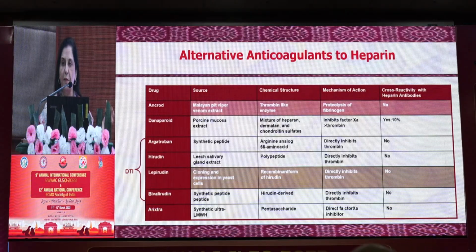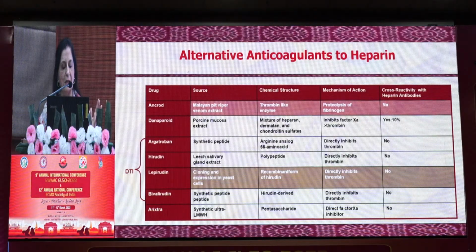At the same time, danaparoid, which is a synthetic analog and a mixture of heparan, dermatan, and chondroitin sulfate, is a factor 10A inhibitor with only 10% cross reactivity. This is the only one of the heparin alternatives with some cross reactivity, just to the tune of 10%. It is derived from porcine mucosa extract. The other one, which is a direct inhibitor derived directly from the animal, is the leech salivary gland extract, that is the hirudin. But argatroban is a synthetic peptide, like an arginine molecule. It's an analog of 66 amino acids, and it is a direct thrombin inhibitor with no cross reactivity.